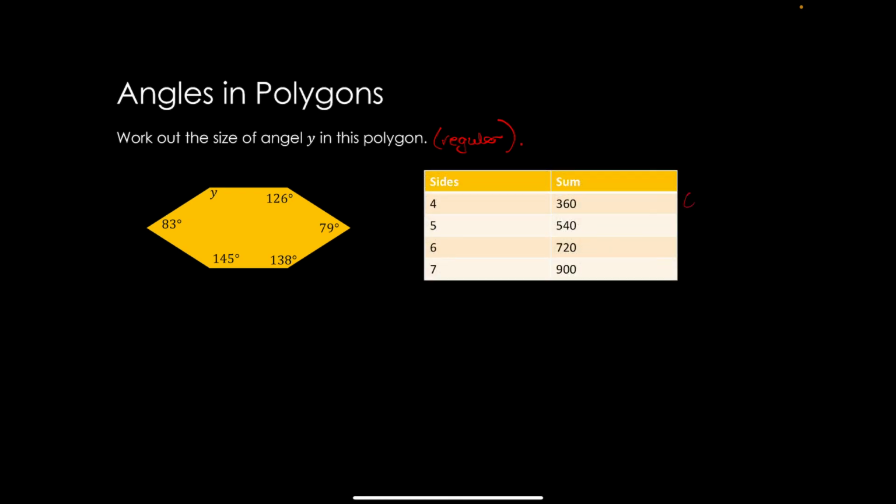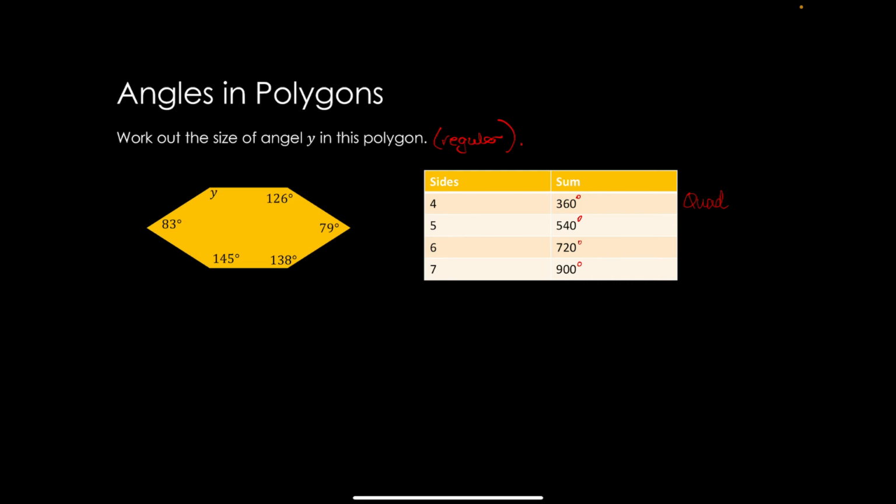In a 4-sided shape, in a quadrilateral, you get 360 degrees. The sum of all of the angles equals 360 degrees. In a 5-sided shape, it's 540 degrees. In a 6-sided shape, it's 720 degrees. And in a 7-sided shape, it's 900 degrees.